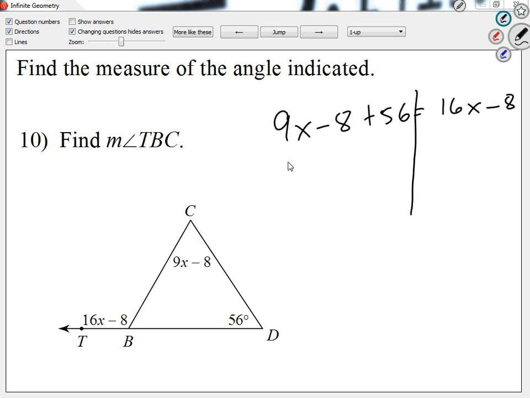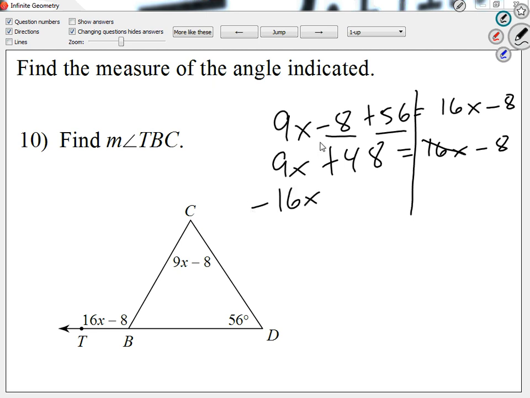Let me simplify the left. 9x is just 9x. How much is negative 8 plus 56? 48. On the right, I have 16x minus 8. Let me have letters on the left side. So 16x from the right becomes negative 16x on the left. 48 on the left becomes negative 48 on the right. How much is 9x minus 16x? Negative 7x.